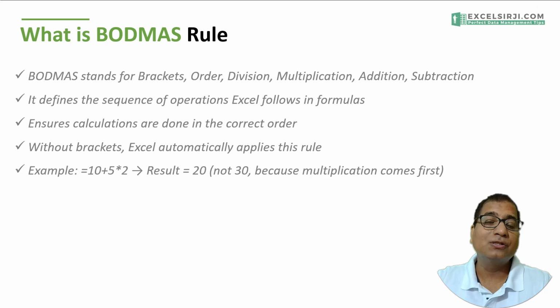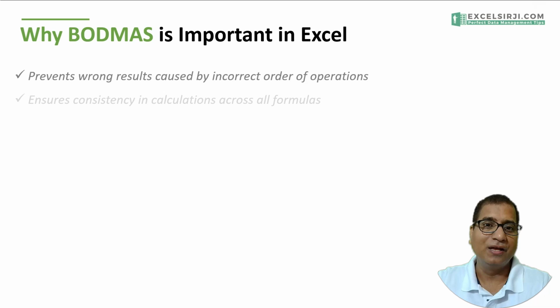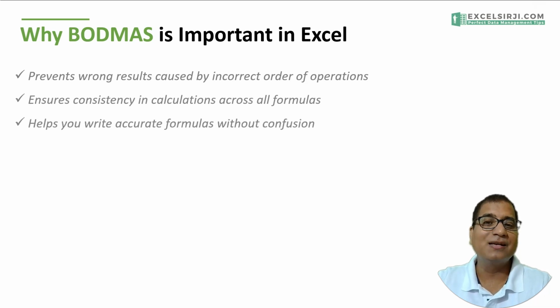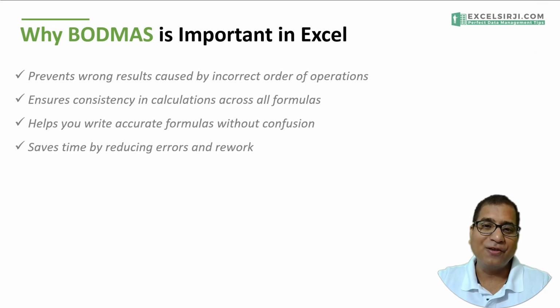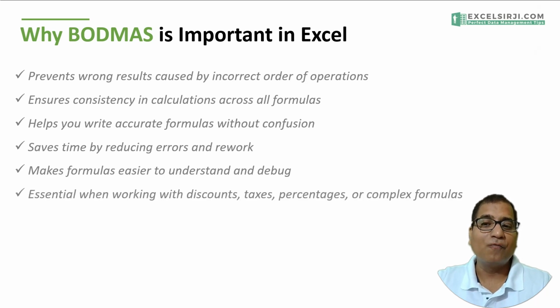Now, why is BODMAS rule important? The BODMAS rule is important because it helps to prevent wrong results caused by incorrect order of operations. It ensures consistency in calculations across all formulas. It helps to write accurate formulas without confusion. It saves time by reducing errors and rework. It makes formulas easier to understand and debug. You will find BODMAS rule really important when you are working on discount calculation, taxes, percentage, and complex formulas.